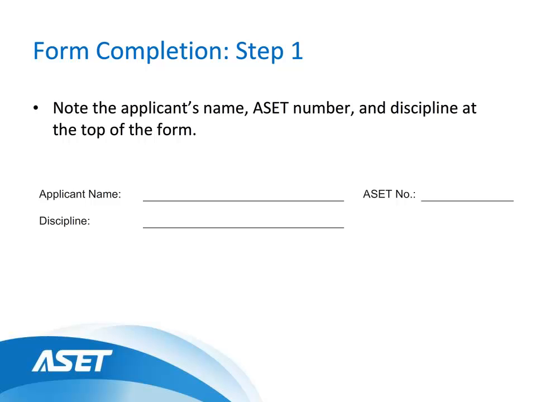The first step is to note the applicant's name, ASET number, and discipline at the top of the form. Although the applicant information is noted on the applicant's electronic file, adding this information to the form ensures that the assessment cannot be incorrectly assigned to another applicant.